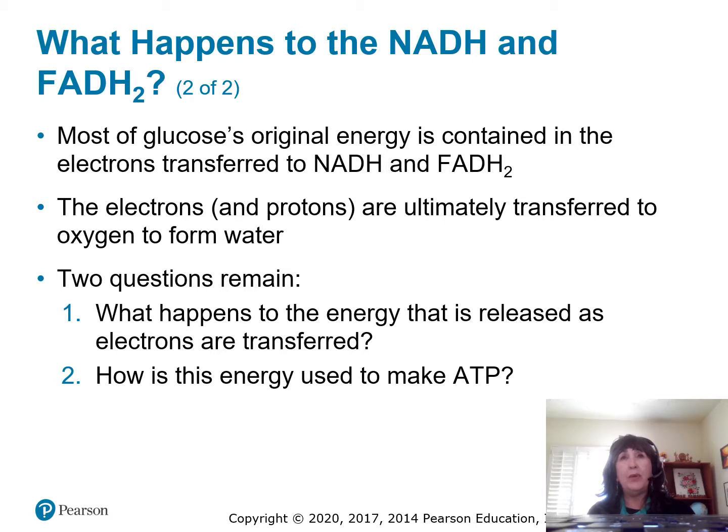Most of glucose's original energy is contained in these electron carriers, these little molecular taxis. So they have to go somewhere to leave off these electrons and protons, or hydrogens. So how is it going to do so? This is where oxygen comes in, and this is why we inhale air, the atmosphere that contains oxygen, because we need the oxygen to actually produce ATP in step 4, the electron transport chain.